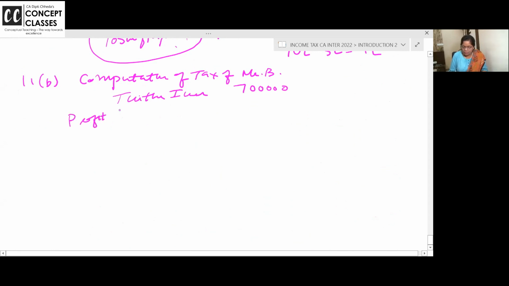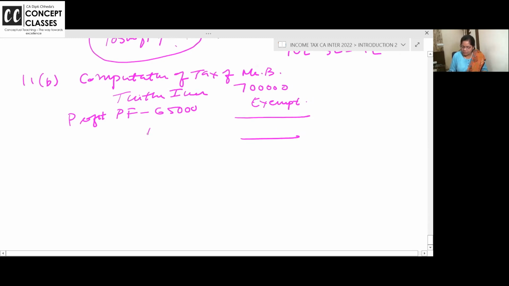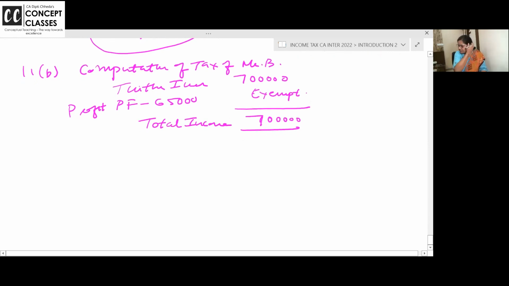Profit from partnership firm 65,000 exempt. What is the total income? 7 lakhs. ठीक है, 7 lakhs. Now tax. Tax calculation.